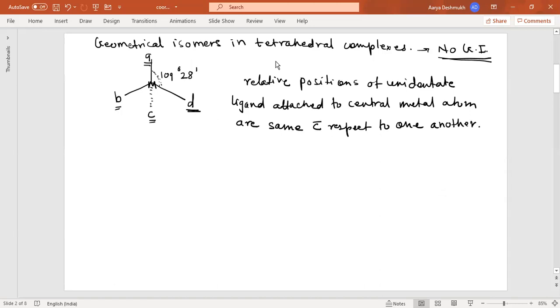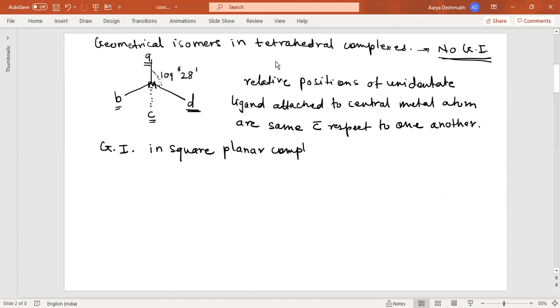Now, when I say geometrical isomerism, there are two different types: one is cis and the other is trans. You have studied this in organic chemistry. Now, what about geometrical isomerism, or GI for short, in square planar complexes?